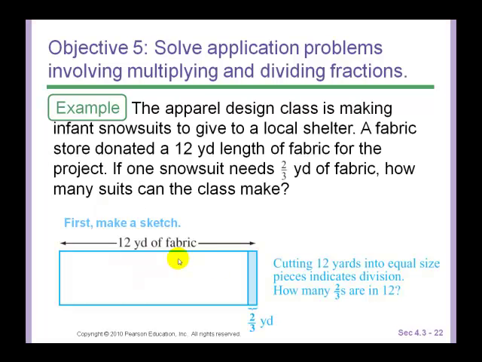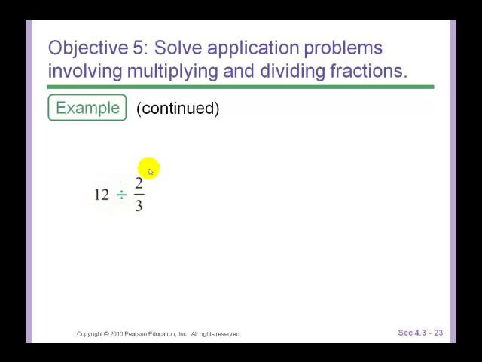This is a very tricky situation, and you're going to see lots of word problems like this. So when you have a total amount, and you're trying to find a smaller subset that is equal, you are dividing the total by the size of the subset. Remember, 12 is 12 over 1. To divide, you multiply by the reciprocal.